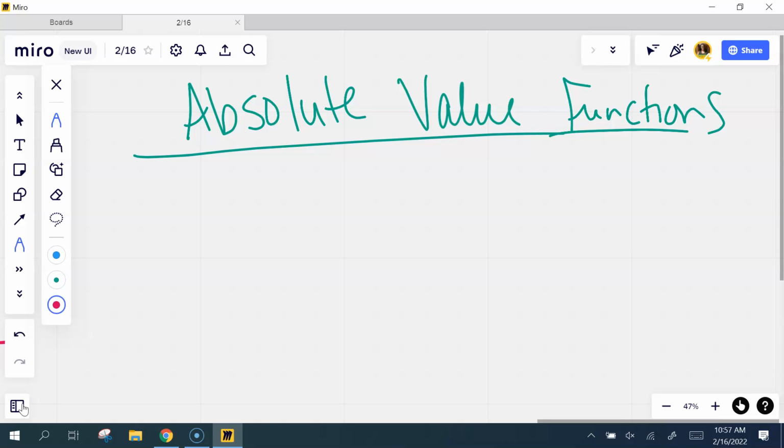Function again means one and only one output for every input, right? Every x only has one y. These are a lot easier than the step functions. I think you'll like them a little better. And you should have seen them before. Have y'all seen the graphs, what they look like? These are the ones that come together and they look like a V.